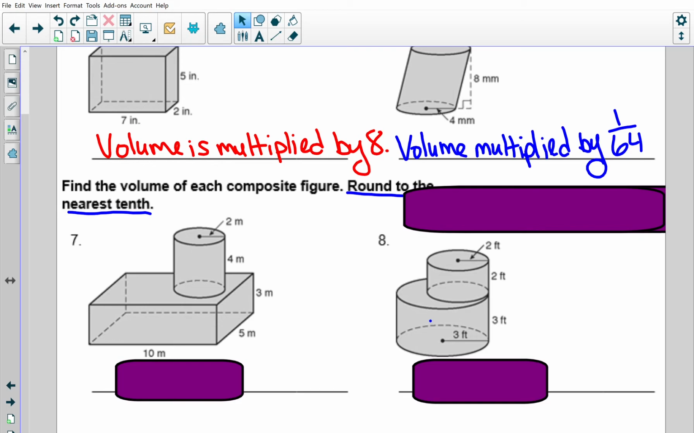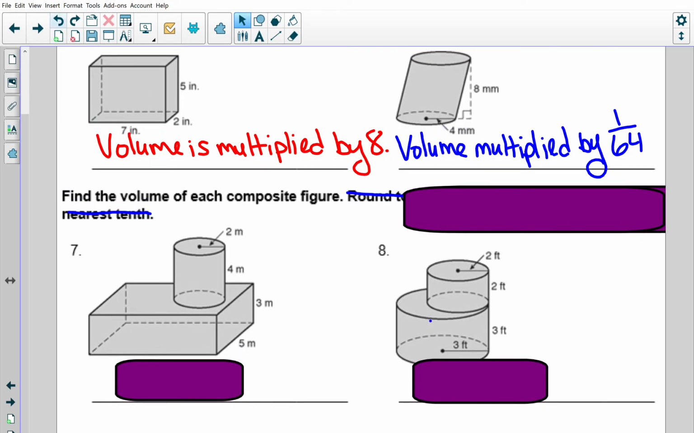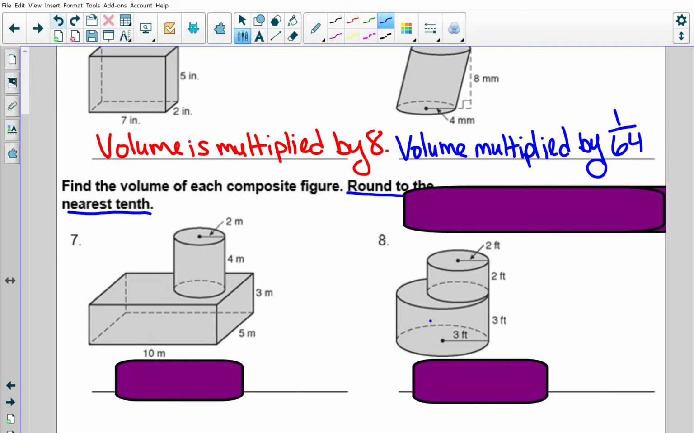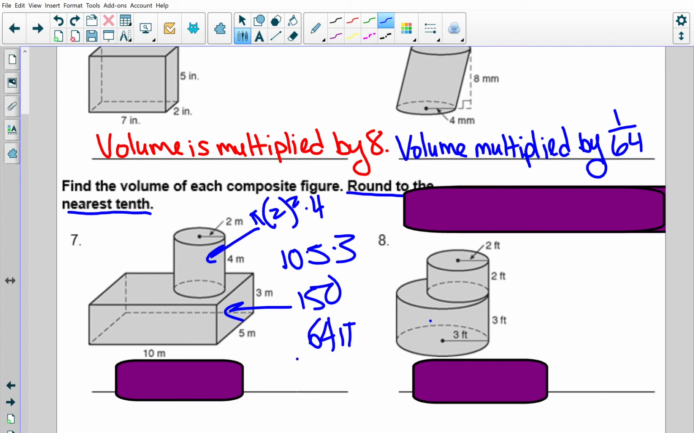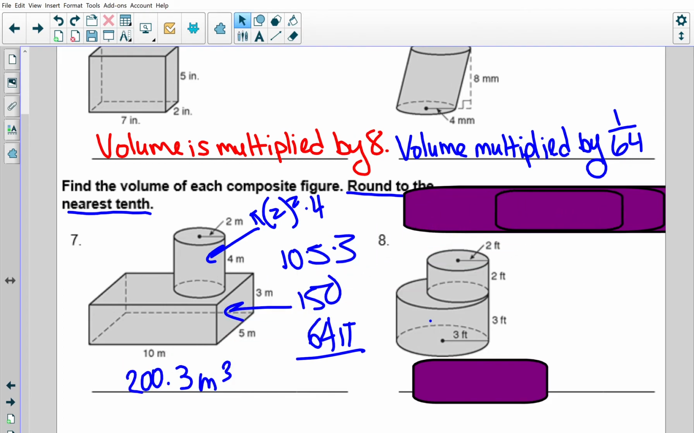So the area of the Frosted Flakes is 10 times 5 times 3, which is 150. And this is pi r squared times the height, which is 4 times 4 times 4, which is 64. So we need to add 64 pi to 150. We only need to round to the nearest tenth, so something doesn't feel right. I'm going to come back to that. Something doesn't feel right there.